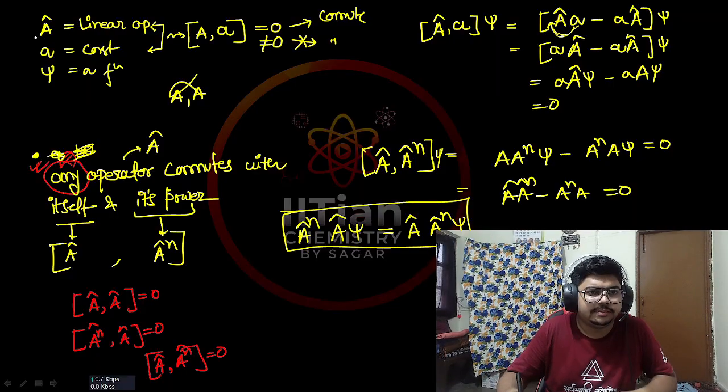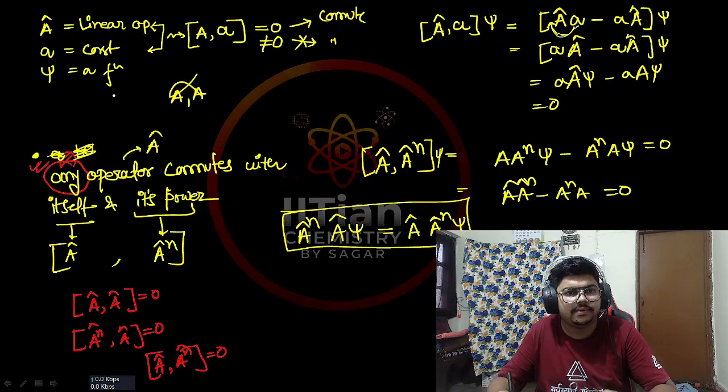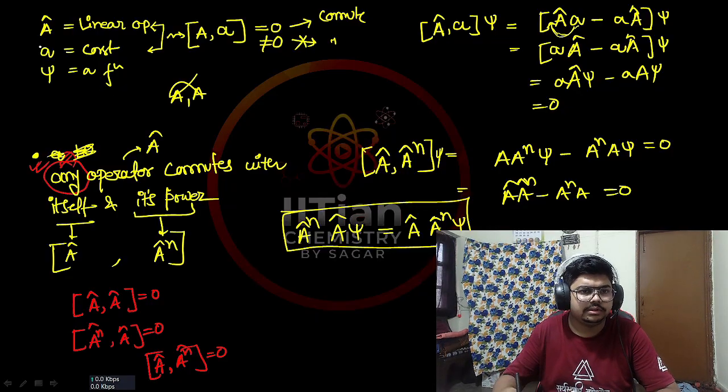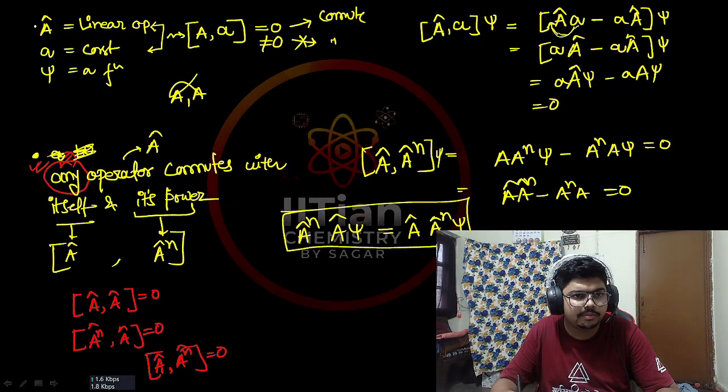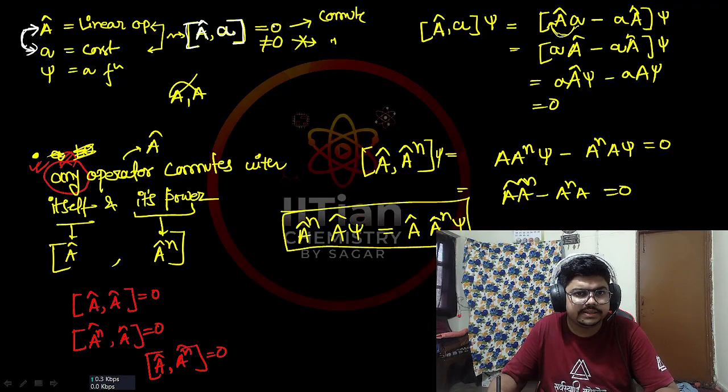Let's see. Suppose A is my linear operator, small a is a constant, and psi is my function. Now my statement says that a linear operator and a constant will always commute. To check if they commute or not, we write the commutator of the A operator and the constant. If the result is 0, then we say they commute. If it is not 0, then we say they do not commute. Now let's prove it.